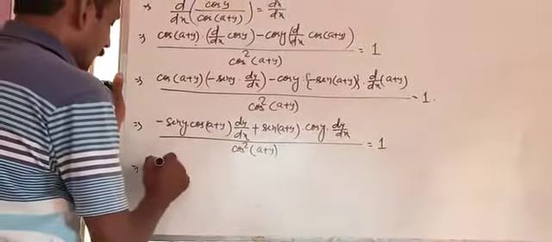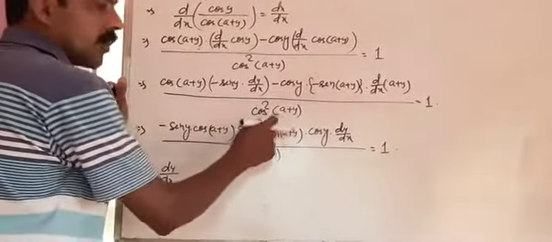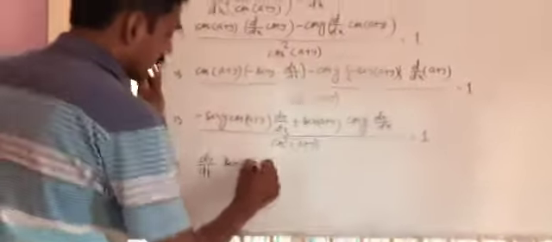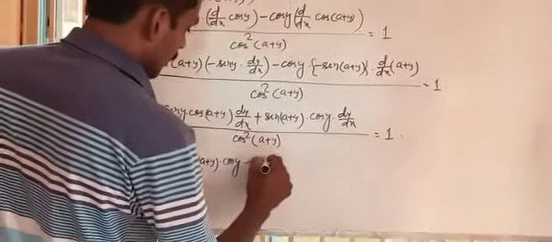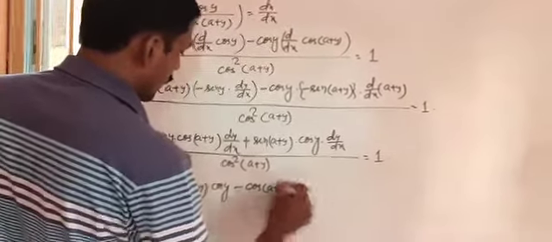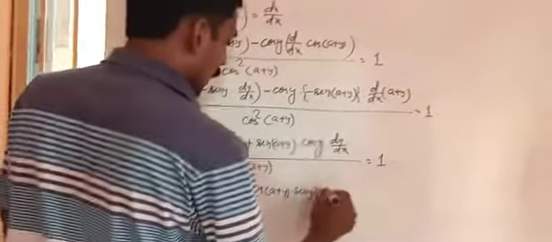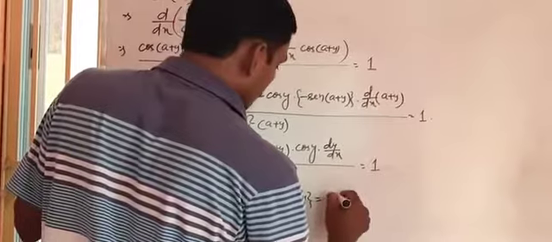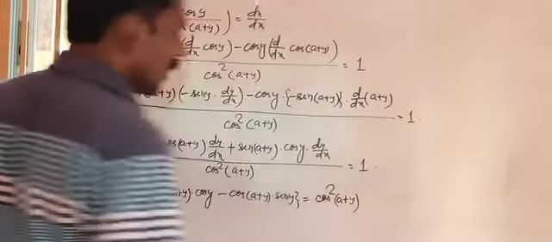Now if we take dy by dx common from the numerator and write the positive value first, it is sin a plus y into cos y minus cos a plus y into sin y equal to, you take this to the right hand side, cross multiply, so it will become cos square a plus y.